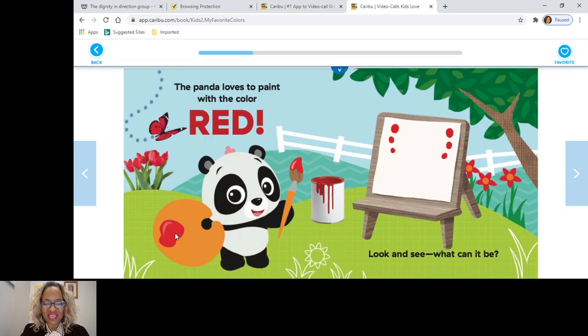Is this red? Is this red? Is this red? Hint, this is red, R-E-D, and the color here is red.